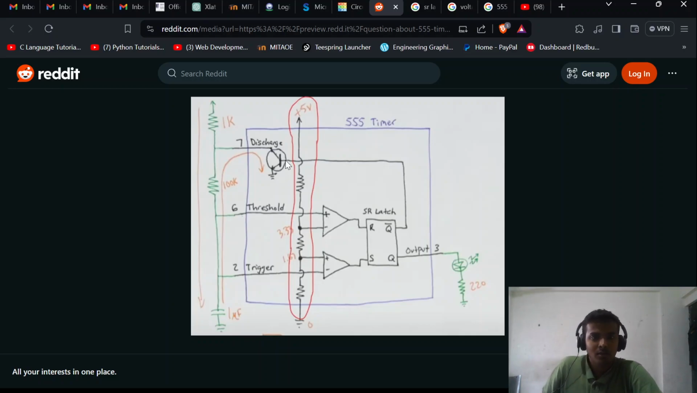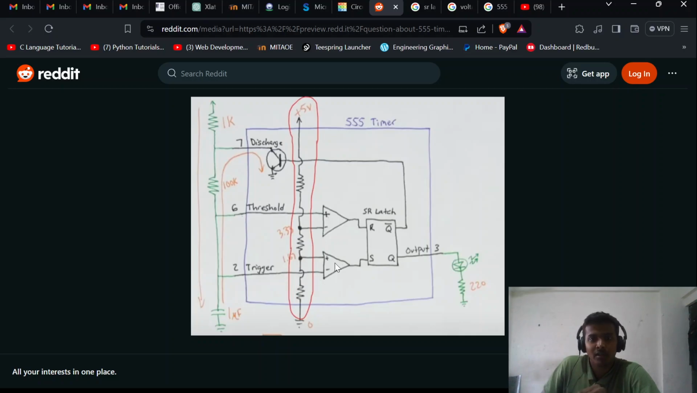Now if we look a bit forward, the capacitor will start to charge. The current will flow from here through the 1k, through the 100k, and it will charge the capacitor. As the capacitor charges, at some moment its voltage will become more than 1.67, suppose 1.68. Now the negative end of the second comparator, pin number 2, is getting 1.68, which is greater than the positive input, which is 1.67.